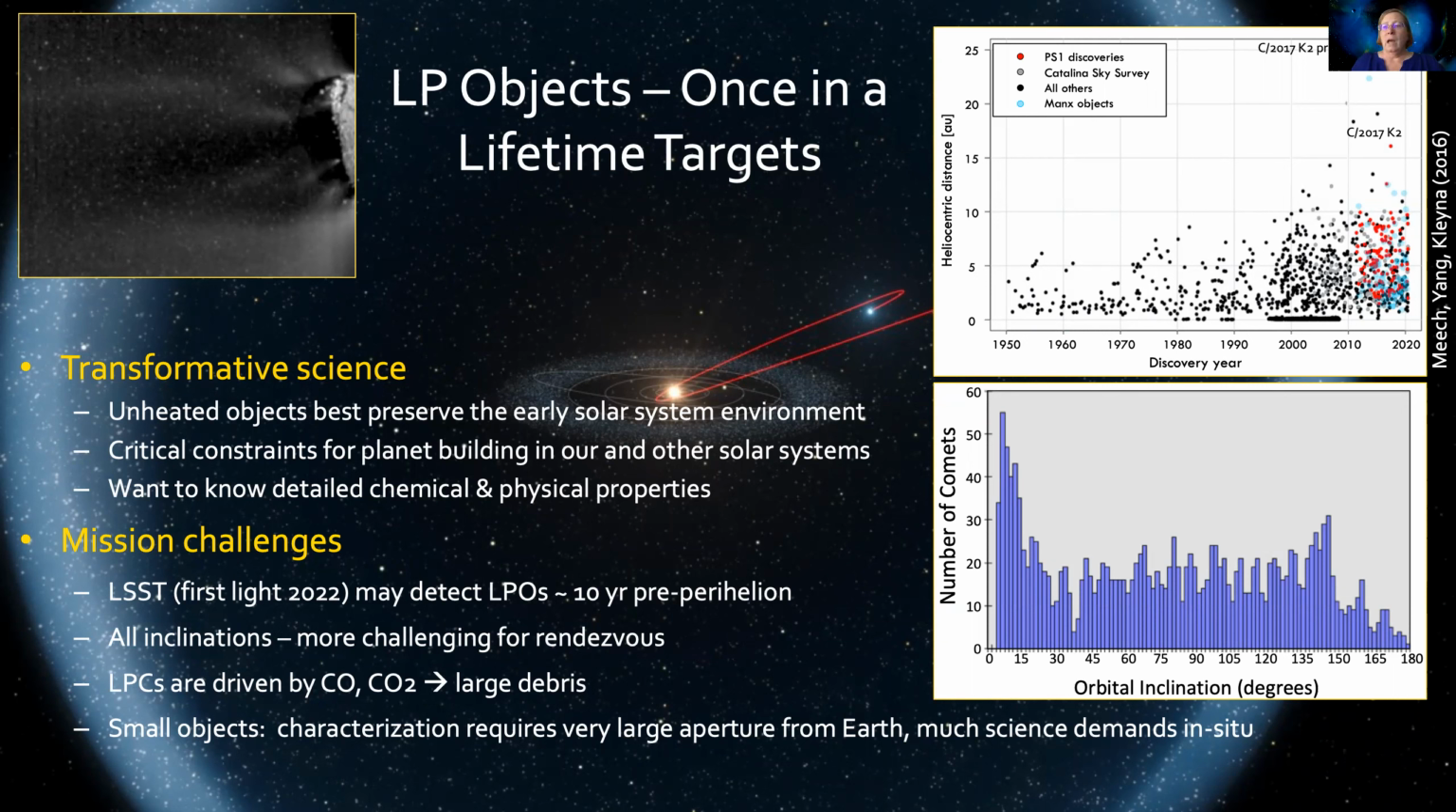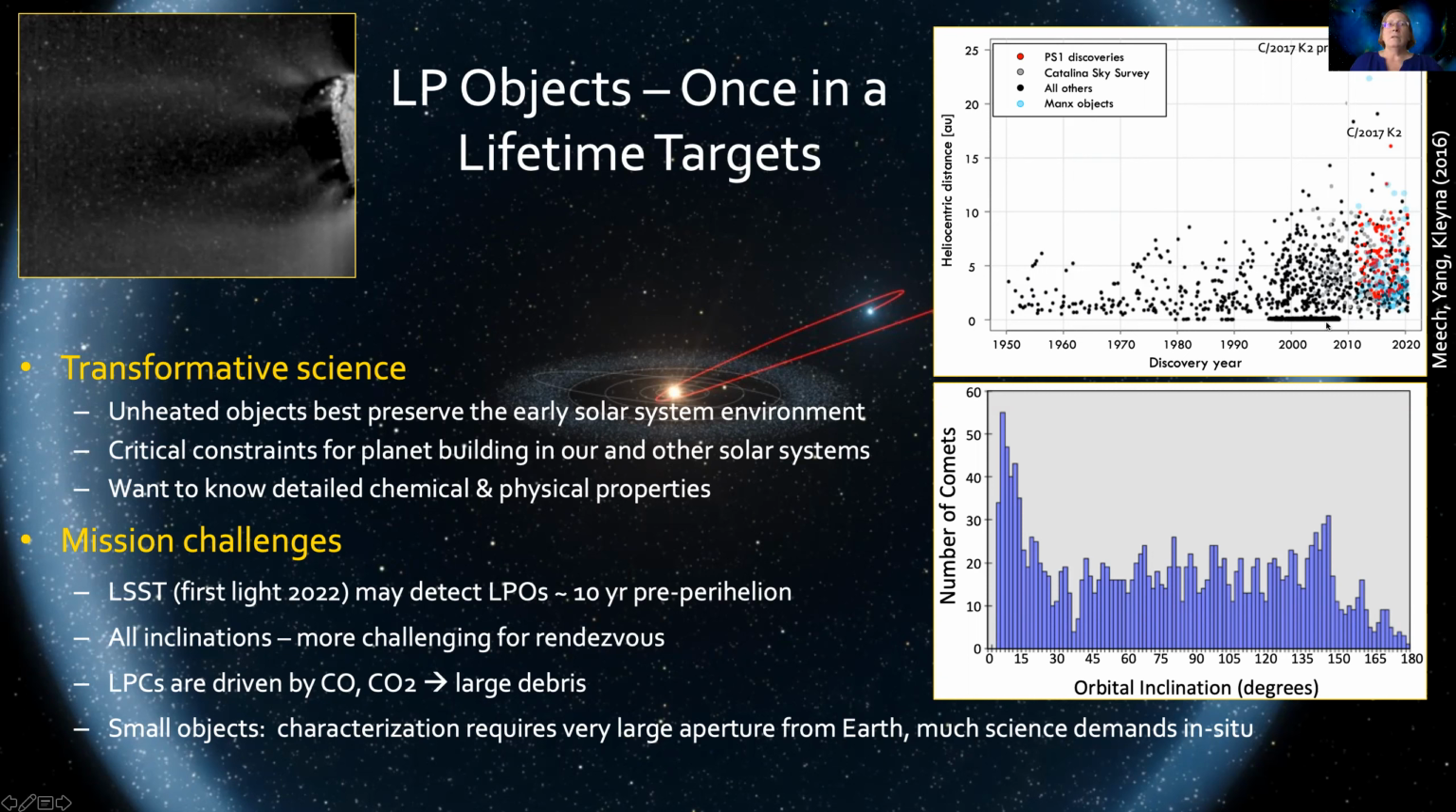First of all, how many are going to be discovered with enough lead time? As you saw for the 2 ISOs, we don't usually have much lead time. Here's a diagram that shows the discovery dates and the distance from the sun at which these comets were discovered. And you can see in the distant past, it looks like they're discovered far from the sun, but it doesn't take very long to come in on these orbits to the inner solar system.